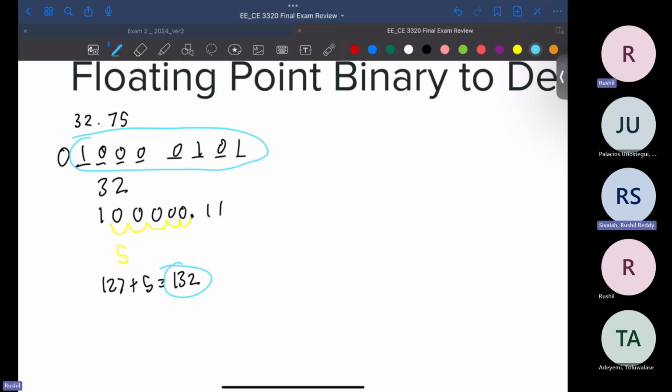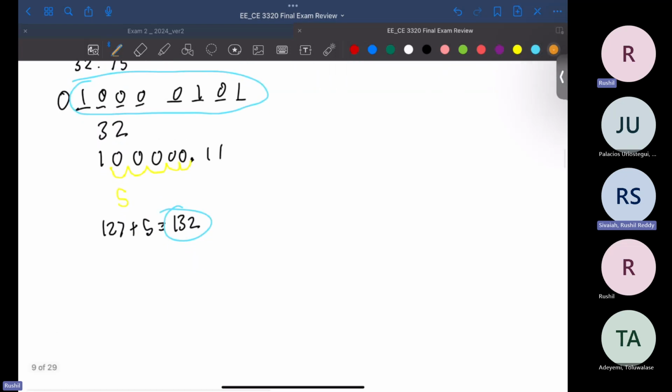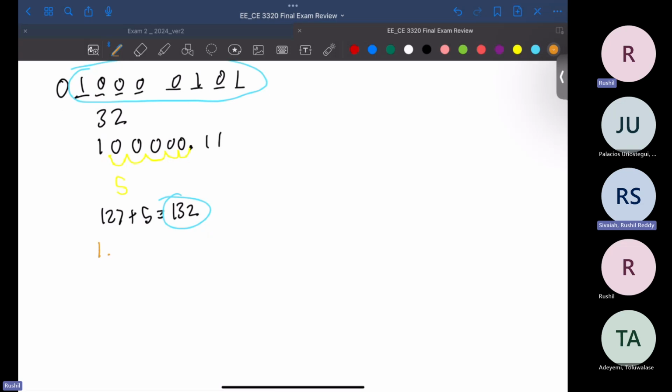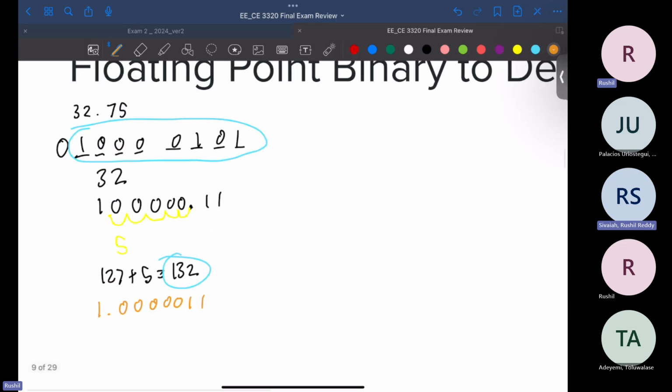Oh, you did 5 plus 127. So yes, that's your exponent. Yeah, and then so now our new value is going to be 1.00000011. So we're going to add that to the end of this.